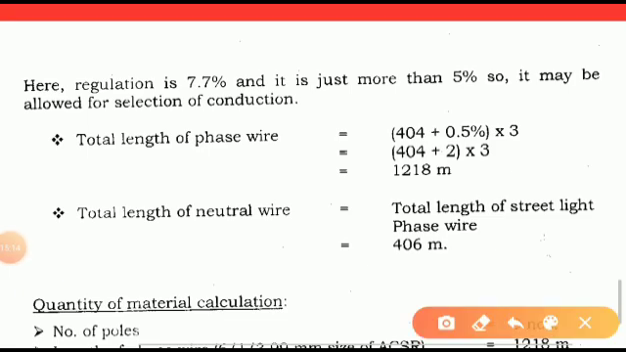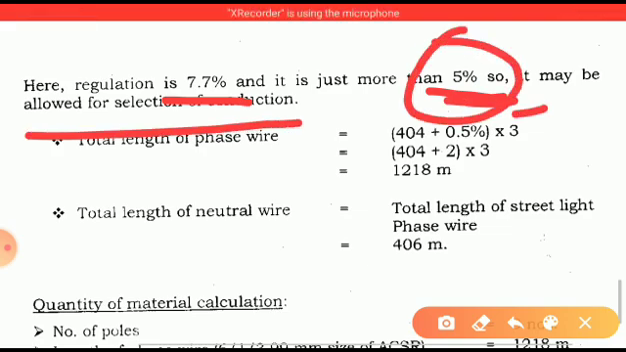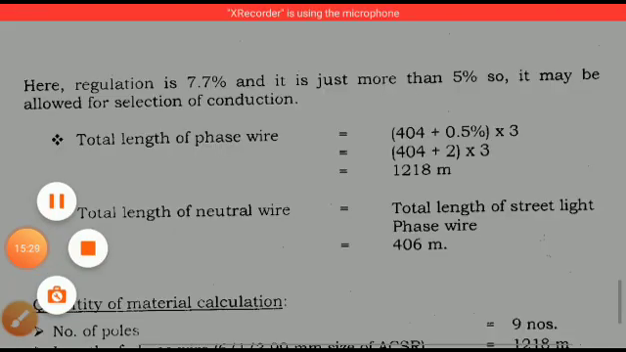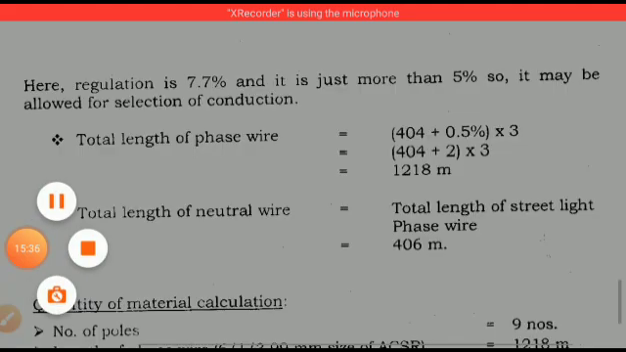So the voltage regulation we have got is 7.7 percentage, which is just above the 5% voltage regulation. So this conductor is selected for the transmission of the LT line. Due to the long video, I am doing another video to continue this problem.